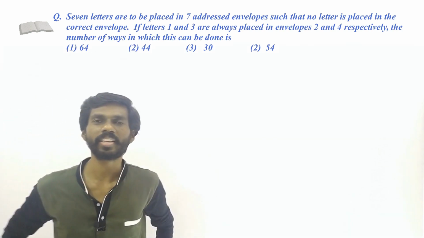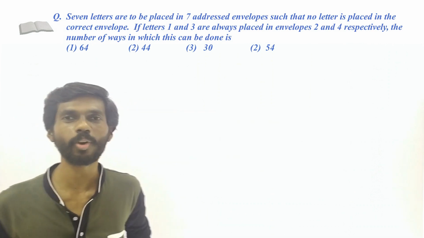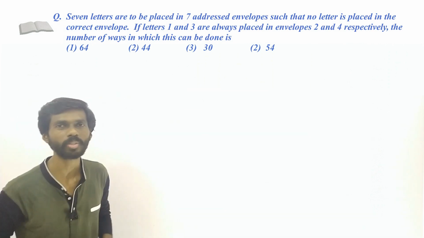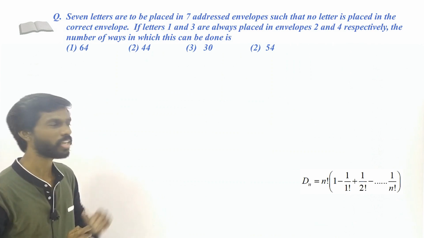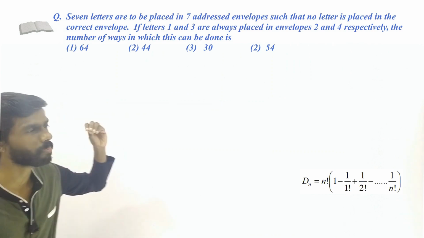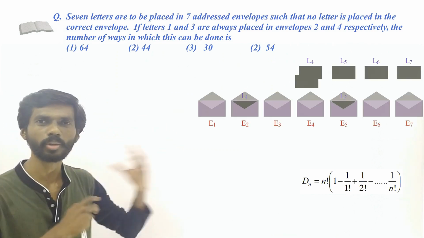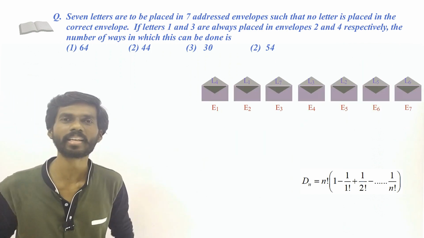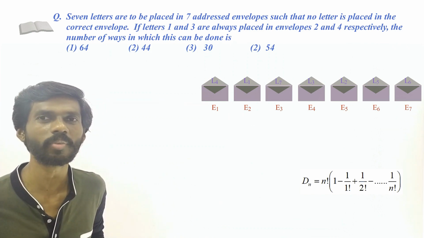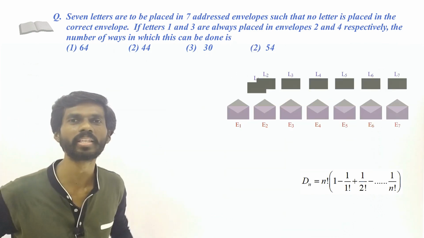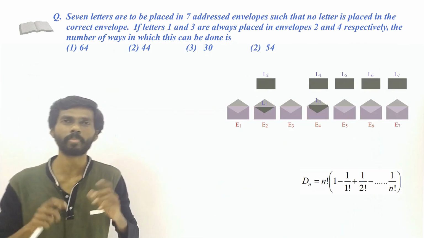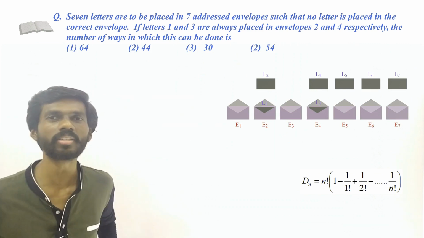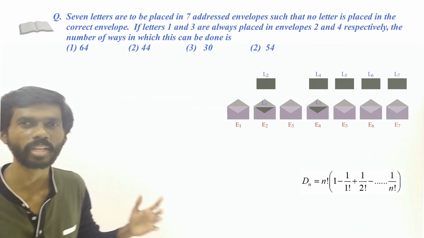This is a standard derangement question. Letters are placed in the envelopes with no letter matching the correct envelope. This is the formula for derangement. This is the number of ways in which we can place n letters in n envelopes with no letter matching the correct envelope. This formula cannot be used here directly as there are some extra conditions given in the question. The letter 1 is always placed in envelope 2 and letter 3 is always placed in envelope 4. With these conditions, how many possible combinations are there? That's what we have to find.